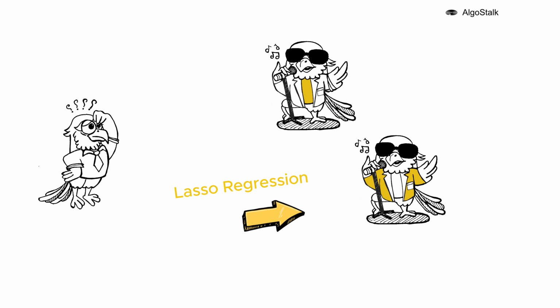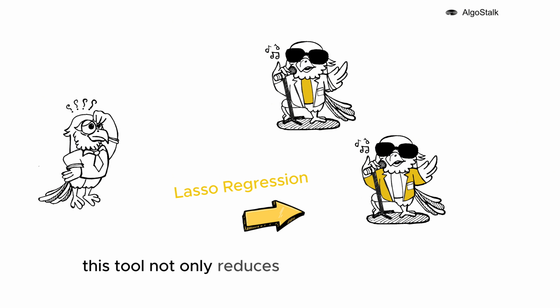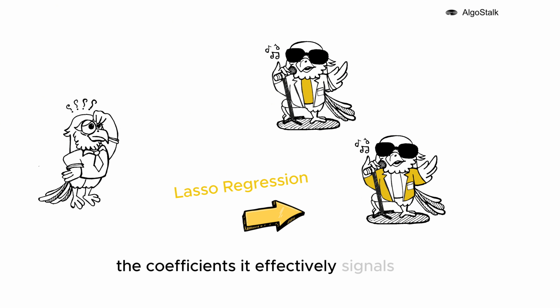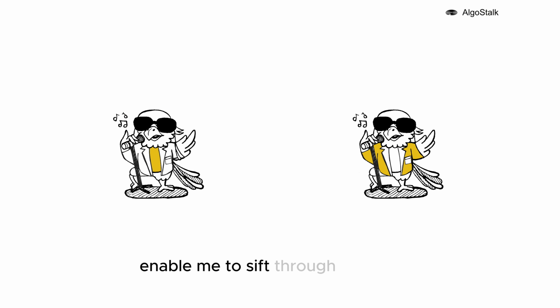In contrast, Lasso Regression takes a more decisive approach. This tool not only reduces the influence of suspects but has the power to eliminate some entirely. Known as L1 regularization, it applies a penalty to the absolute values of the coefficients. It effectively signals to me, these suspects aren't worth your time. Focus on the crucial leads. Together, Ridge and Lasso enable me to sift through the clutter and hone in on what truly matters in my investigation. Now, let's visualize this unfolding mystery and see how these techniques reshape our understanding of the case.